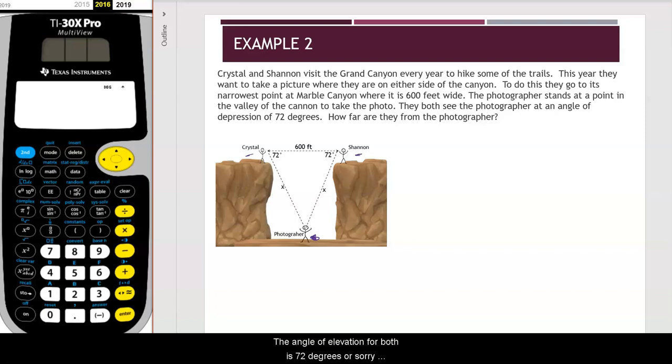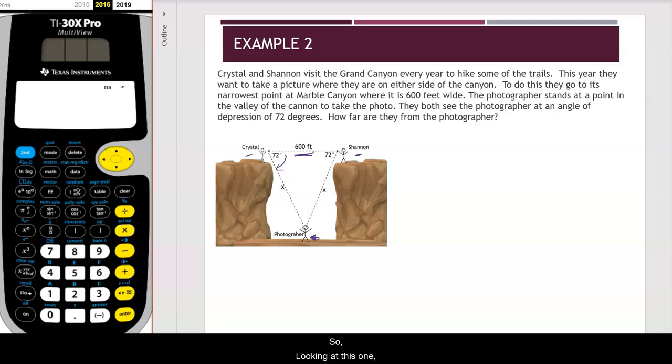The angle of elevation for both is 72 degrees, or sorry, angle of depression. Remember, that means they look straight out and then down. So that's where we get that 72 degrees from. Okay, so that would be for both. And then we have our photographer down here. Since both are at 72 degree angles, that means both sides of my triangle across from those angles would also be the same. And then they are 600 feet from each other on that other side of our triangle.